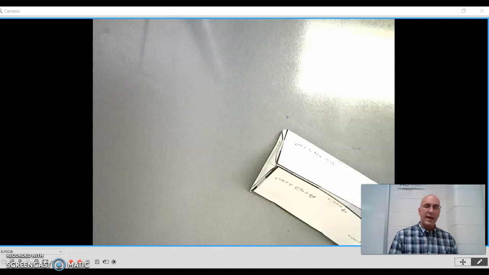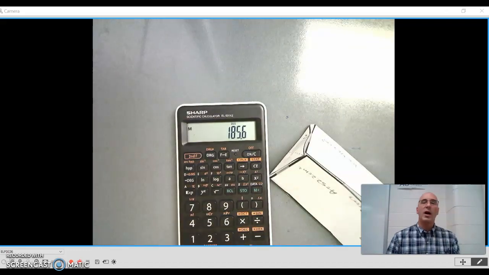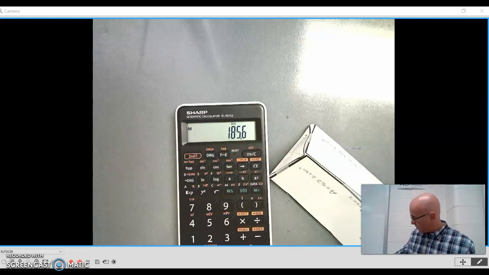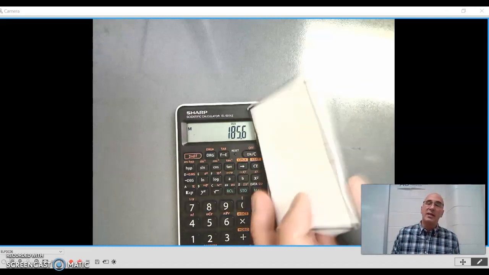Sorry. And what I get is 185.6. Now, what is that? What kind of units? So I measured in centimeters, so it's some sort of centimeters. It is surface area. Area is always in square centimeters. So right now we can say that our surface area, and that is designated with a capital S, S equals 185.6 square centimeters.